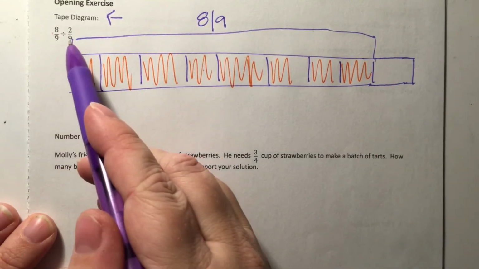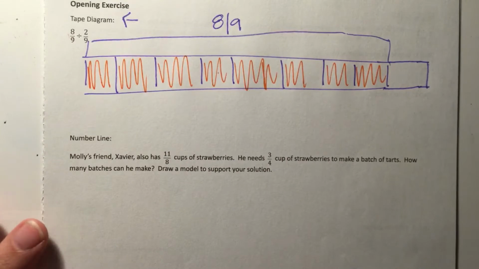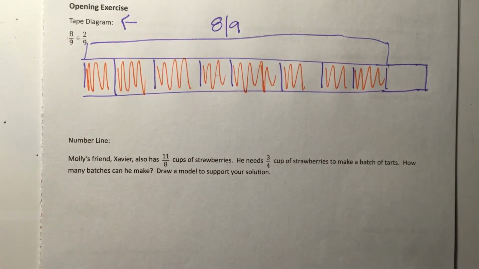so we need to give each person 2 pieces out of the 8, right? We're going to split it up. So I have 8 pieces of pizza left out of my 9 pieces total. I don't know what happened to the other piece. Maybe I'm saving it for a midnight snack. But I have 8 pieces of pizza left, and each person gets 2 pieces.